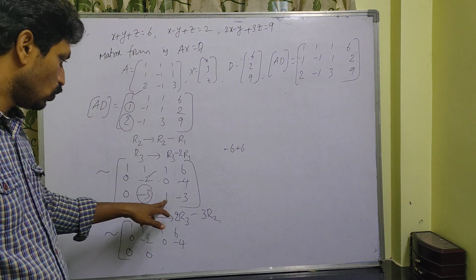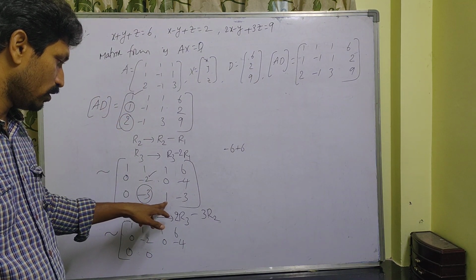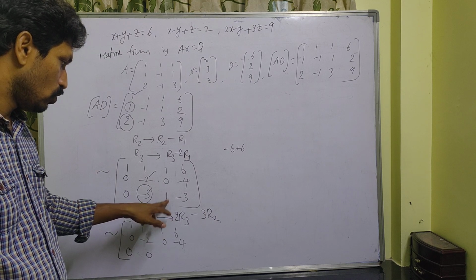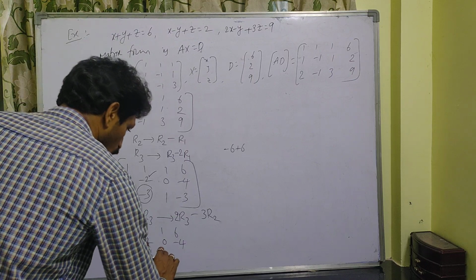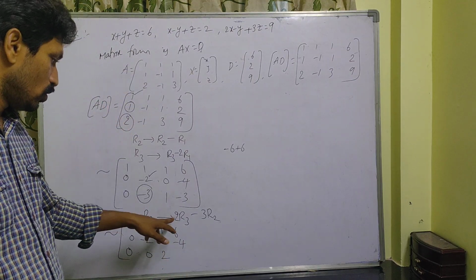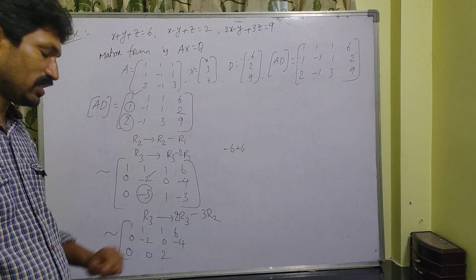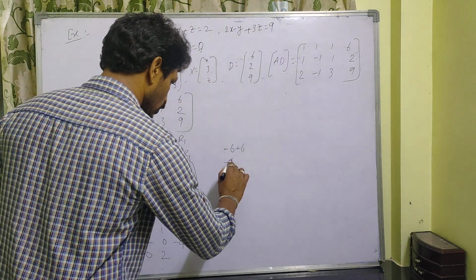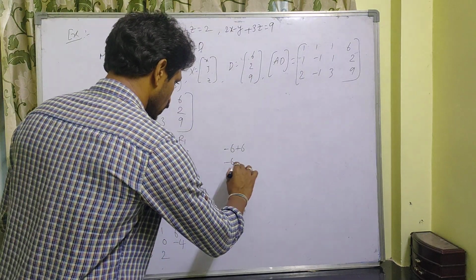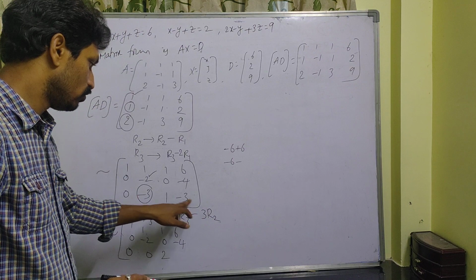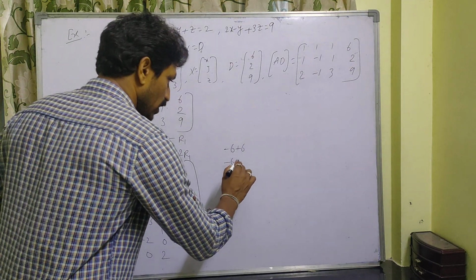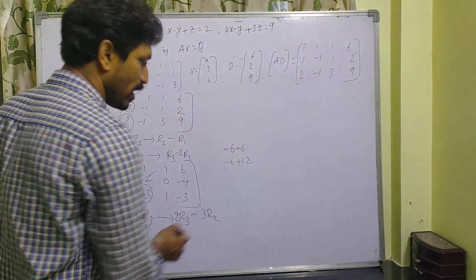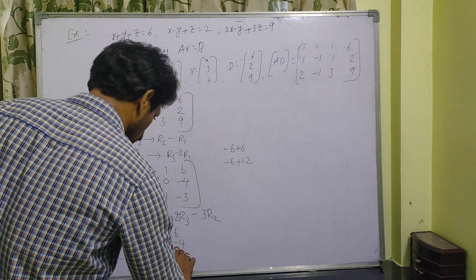Okay. Next, 2 into R3. 2 into 1, that is 2. Minus 3 into R2, minus 0. So that is 2 only. Next one. 2 into R3. 2 into minus 3, minus 6. Minus 3 into R2, 3 into minus 4. So that is minus 12. Minus into minus plus 12. So it becomes minus 6 plus 12. That is 6 only.